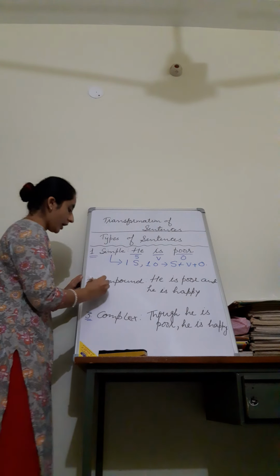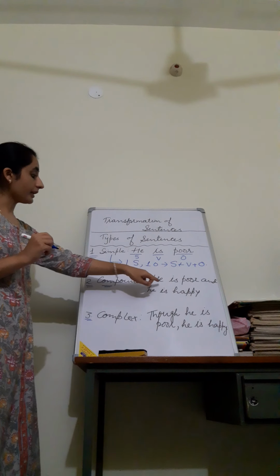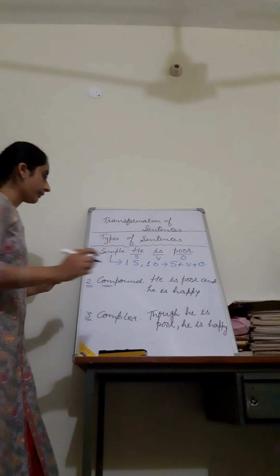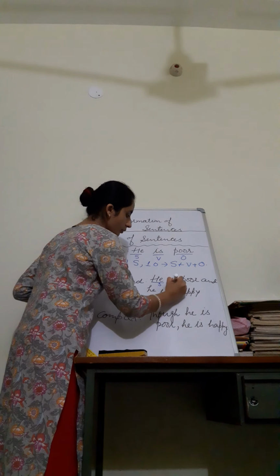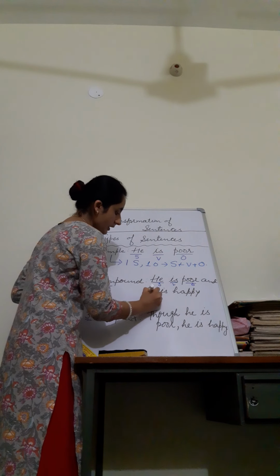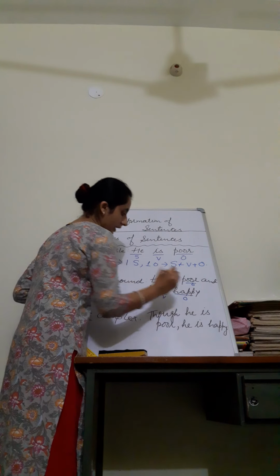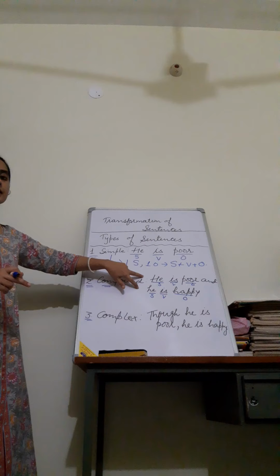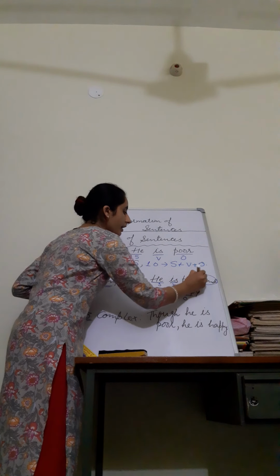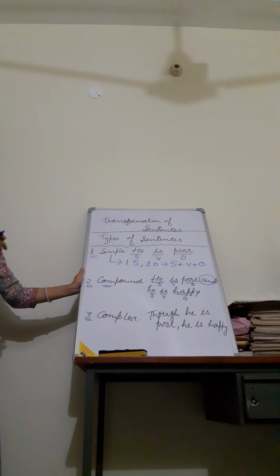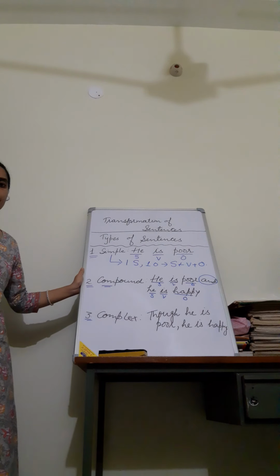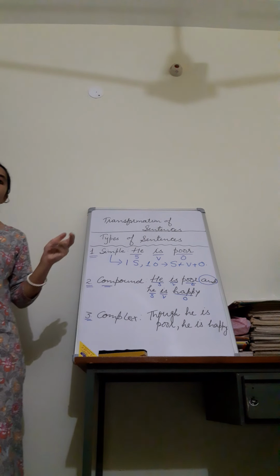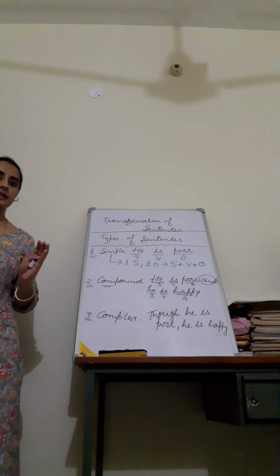Now we come to the compound. In this we can see it is written, he is poor and he is happy. Subject plus verb plus object. Another subject, another verb, another object. But these two simple sentences are combined by a conjunction, which is and. So, what are the compound sentences? The sentences which combine the two simple sentences.